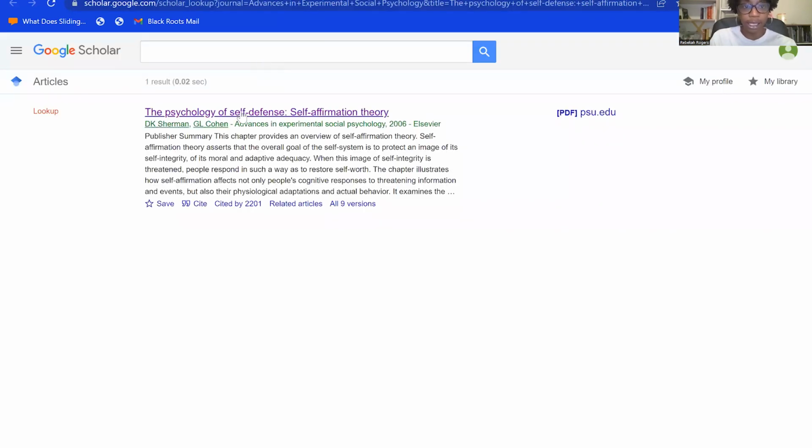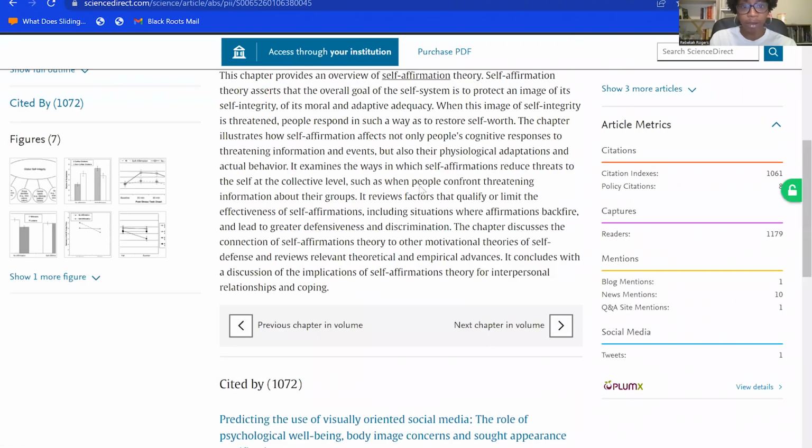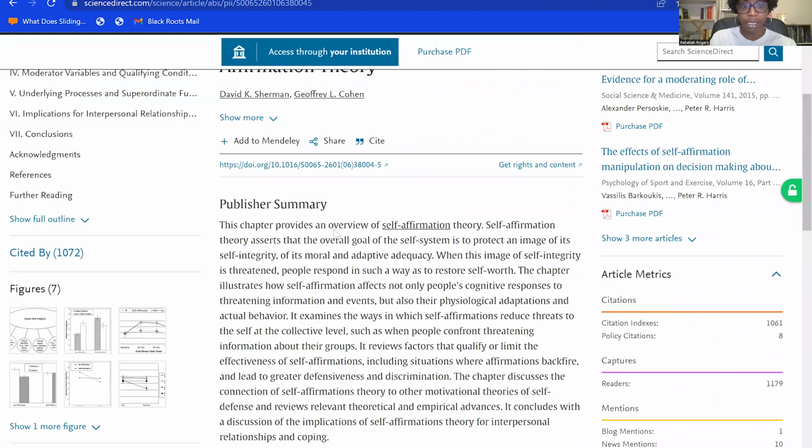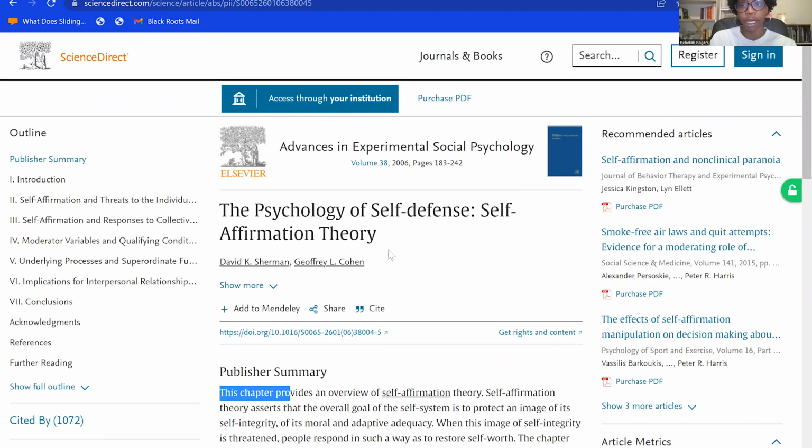So I just right clicked and went to the reference itself. Now I'm just pulling up the reference and I see, okay, this is just the summary of the passage of this reference, but it's saying that it's this chapter and it's an overview of self-affirmation theory. Okay, so this is literally a chapter in a textbook. It's not another article. So there's probably going to be a lot of stuff.